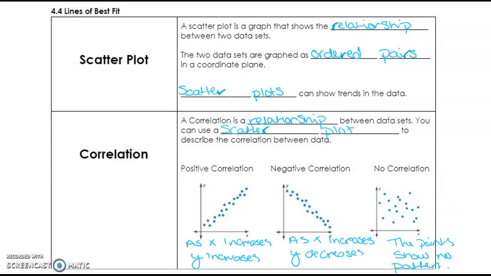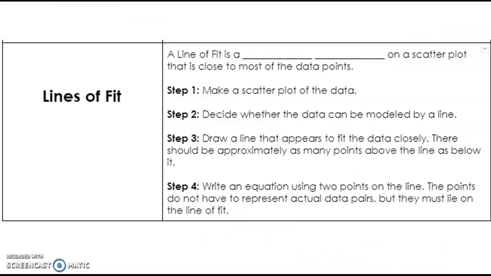Okay, so let's keep this in mind and talk about lines of fit. A line of fit is a line drawn on a scatter plot that is close to most of the data points. When we are doing this, we want to first make a scatter plot of the data to decide whether the data can be modeled by a line. If it doesn't show a correlation, then we can't draw a line modeling it. But if it does, then we can model it by a line.